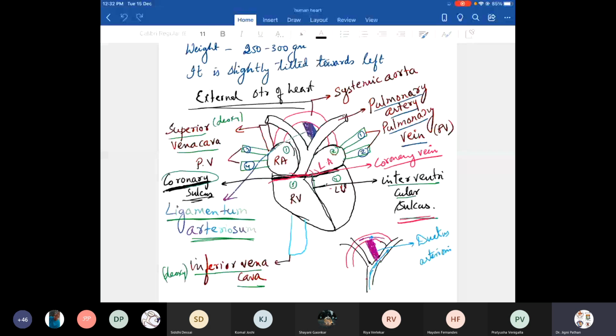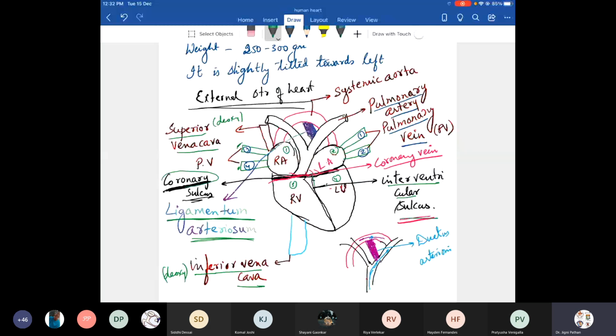If you look into the diagram, pulmonary veins 1, 2, 3, 4. I have drawn 1, 2, 3, 4. This is 3 and 4. They are not opening into the right auricle. They are opening into the left auricle only. They are coming from the right side, going behind the heart and opening into the left auricle. So 4 vessels open into the left auricle.